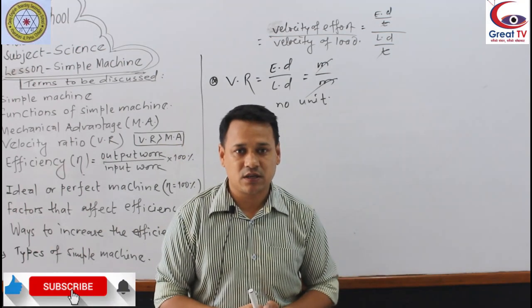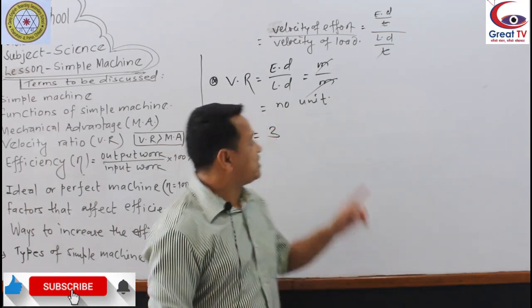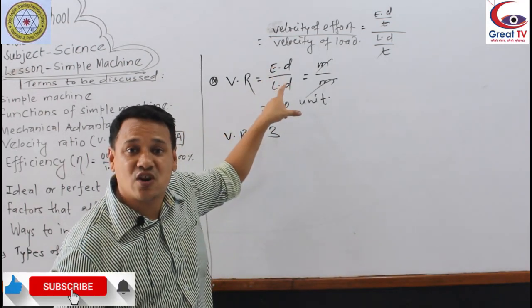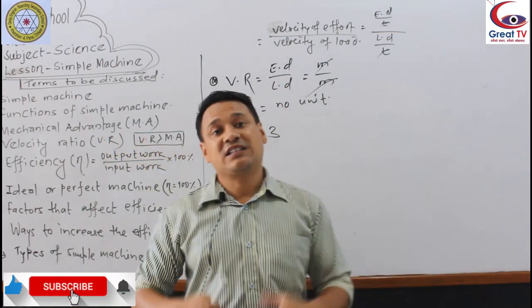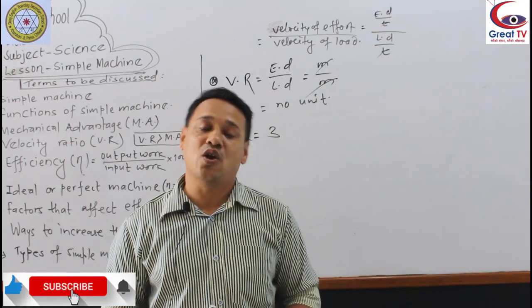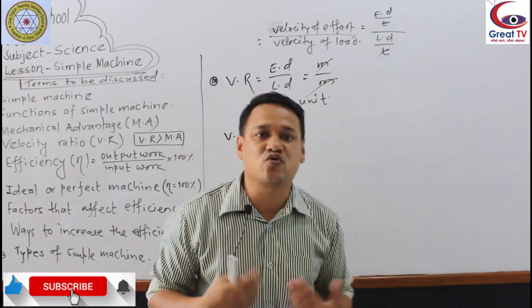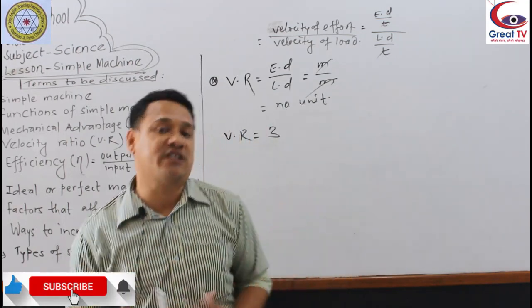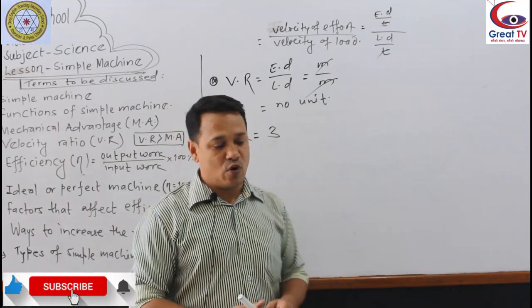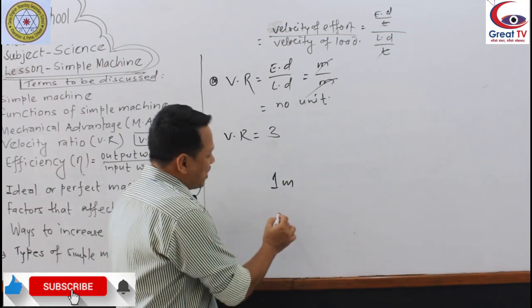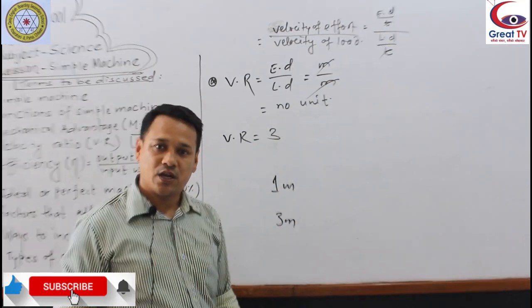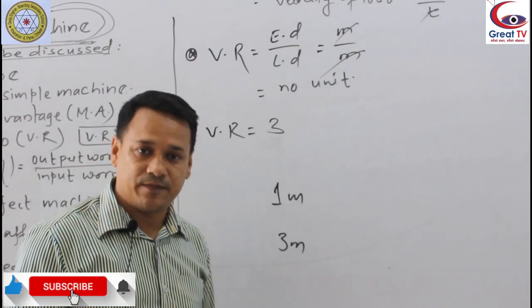What does it mean? Ratio here relates to the distances, effort distance and load distance. It means effort has to cover 3 times longer distance than that of the load. If load covers 1 meter, at that time effort has to cover 3 meters to get velocity ratio 3.